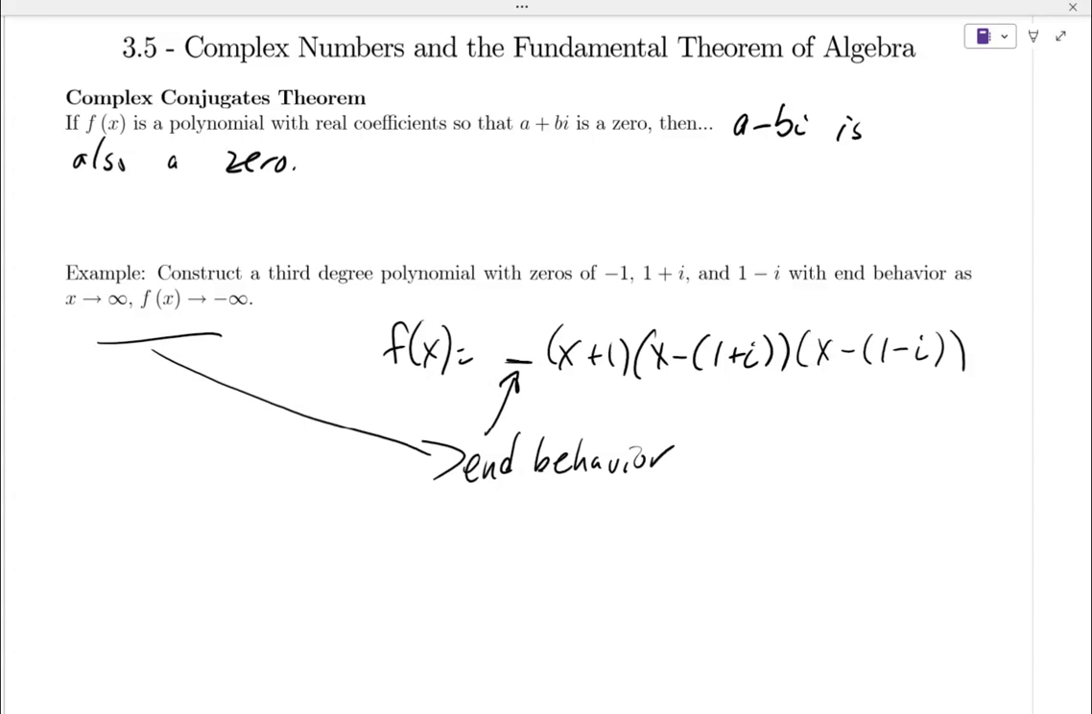So again, creating these polynomials, you have something as a zero, x minus that something has to be a factor. We've played around with making sure we have the right y-intercept. This is just playing around making sure we have the correct end behavior.